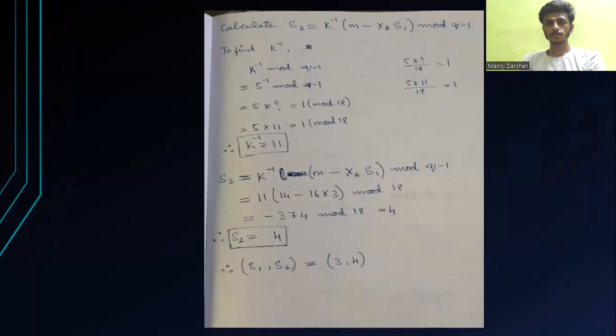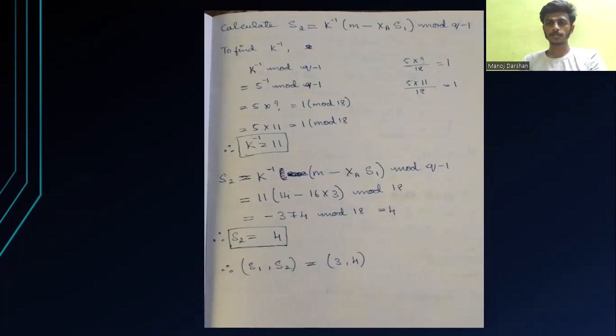S2 is equal to K inverse (M minus XA S1) mod Q minus 1. We don't know the value of K inverse, so we need to calculate K inverse mod Q minus 1 before finding S2. That is 5 into some number; when we multiply that number with 5, it gives another number. That number, when divided by 18, must have the remainder 1.